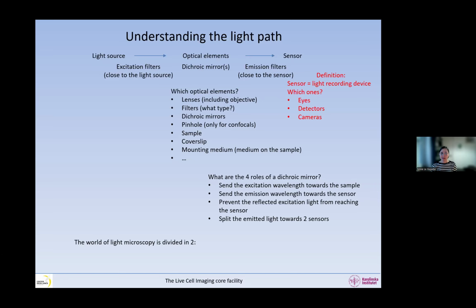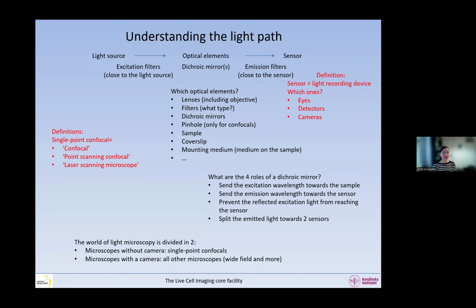So in a very simple way, there are only 2 types of microscopes. Those that work without a camera, and these are single point confocals. And those that work with a camera, and that is all the other microscopes. So wide field microscope, and many other types of microscopes. So only the single point confocals work without the camera. So we're going to look at this in detail.